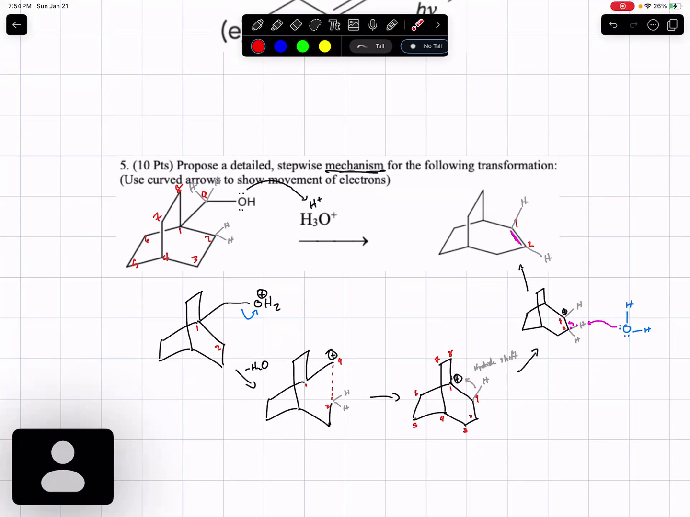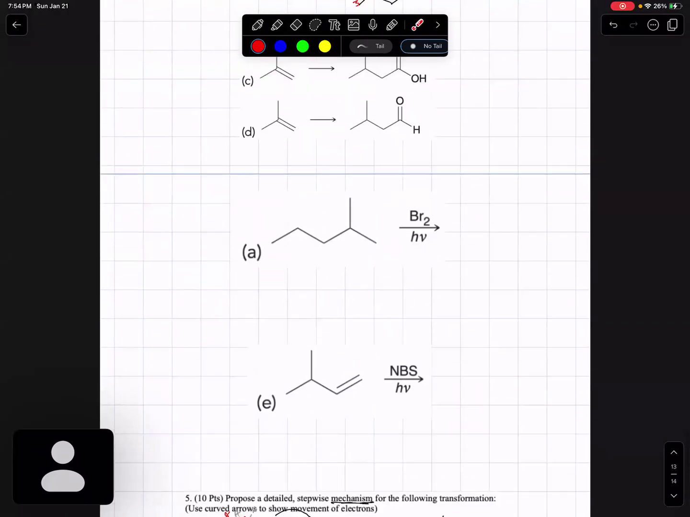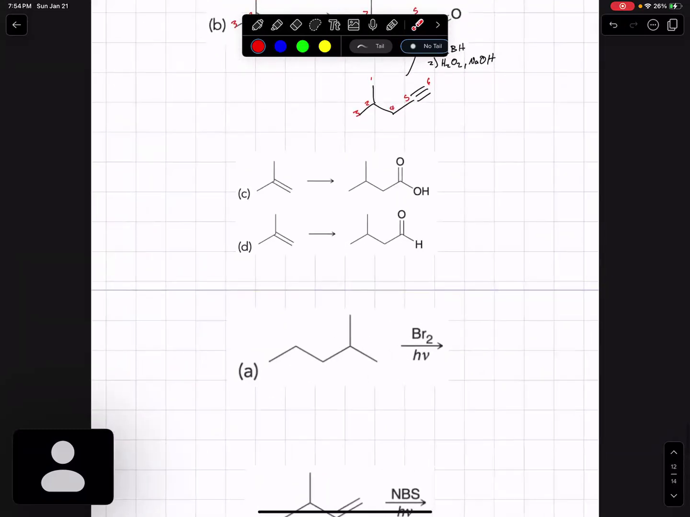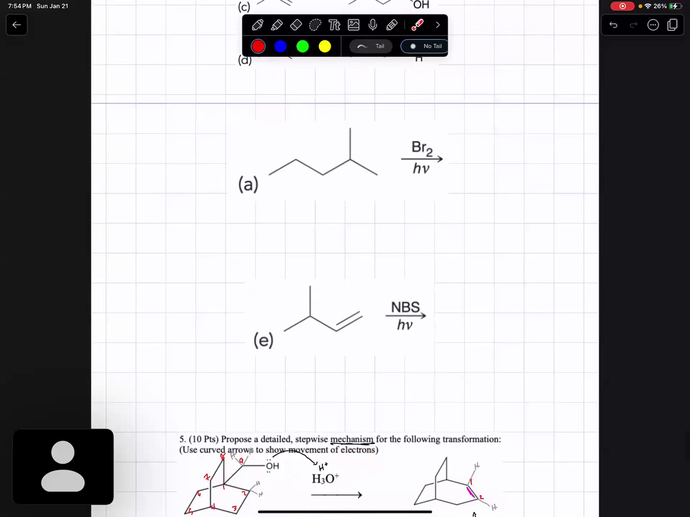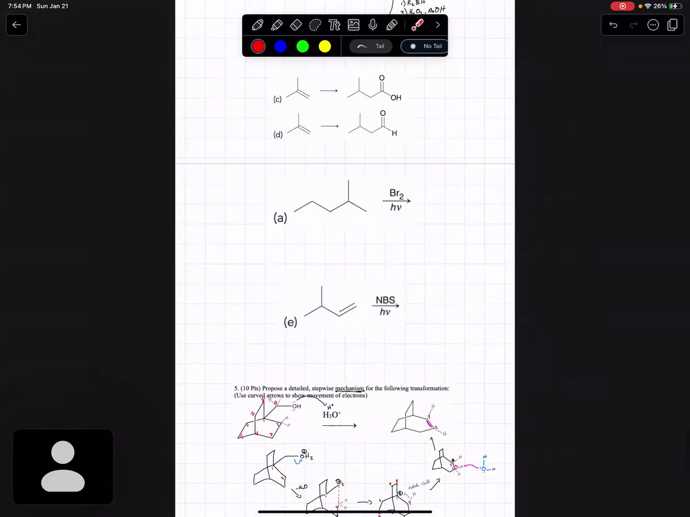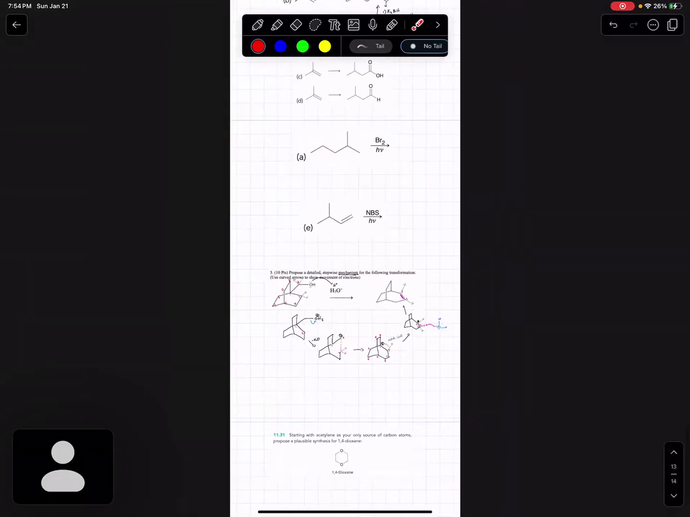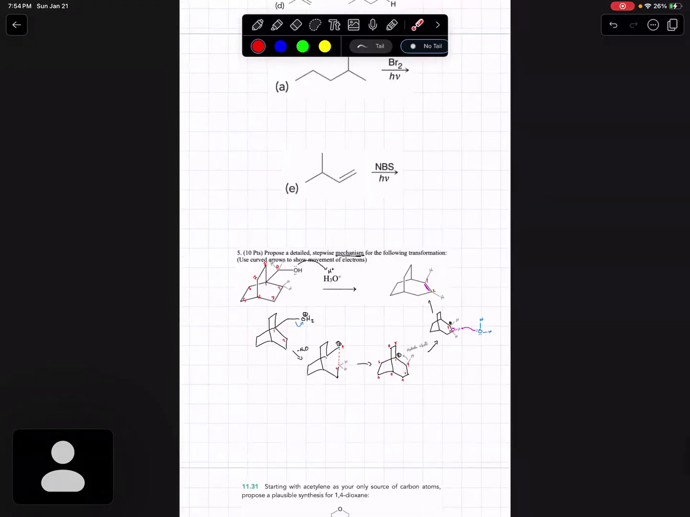So we ran out of time, but I'm going to share this PDF. I want you guys to try C, D, A, and E. A and E, we already did several examples before. And do challenge question number 1131. And that's pretty much it.